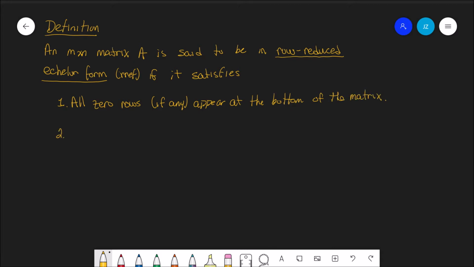The second, the first non-zero entry from the left of a non-zero row is 1.